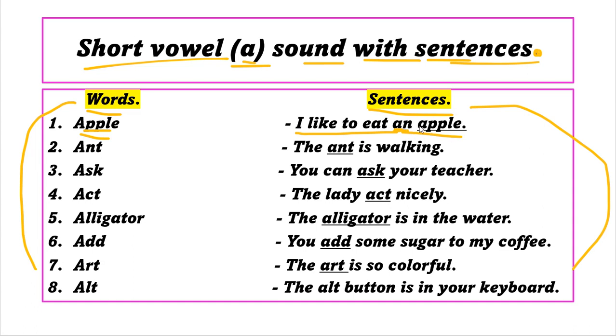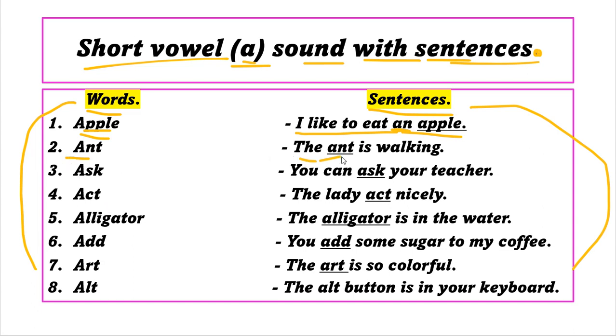When the next word has a vowel sound, you must use an. We can say an or the: I like to eat the apple, or I like to eat an apple. Normally, an is the correct one.